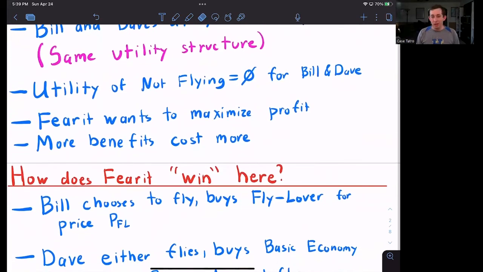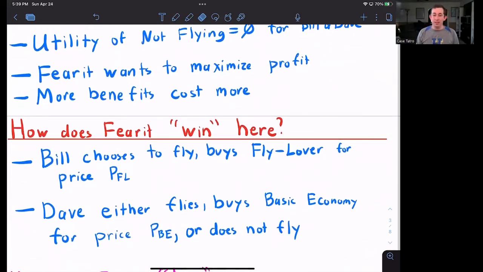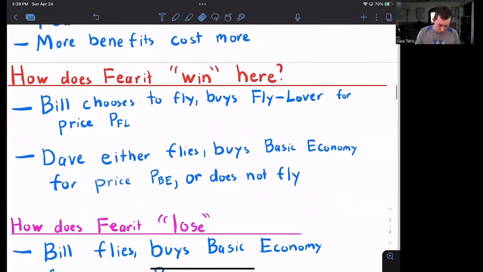Now, for Dave, we are kind of indifferent about whether Dave flies, but we definitely want him to fly basic economy, because Dave is not willing to pay that fly levers price because he feels pretty meh about flying. So he can either fly basic economy or he doesn't fly. It's not super important to us because we're really targeting those Bills of the world.